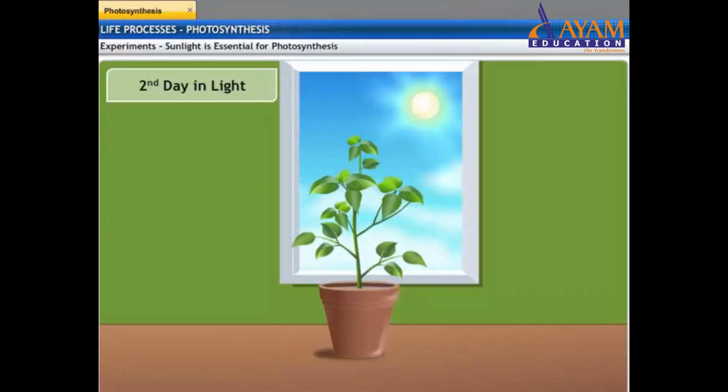Well, actually sunlight is essential for the process of photosynthesis. Let's try this experiment to prove it. Select 2 leaves of approximately the same size from a healthy potted plant. Cover one of the leaves with a black card as shown in the diagram. Place the potted plant in sunlight for several hours. Test both the leaves for the presence of starch using the iodine test.